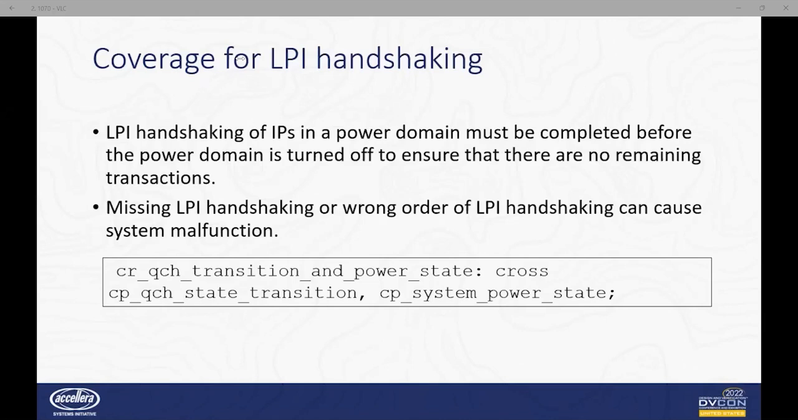The sample code snippet closely checks the Q channel handshaking and the power state. It is recommended to cover all LPI interfaces in the system. Then you will find not only the missing LPI connections, but also power control module errors.